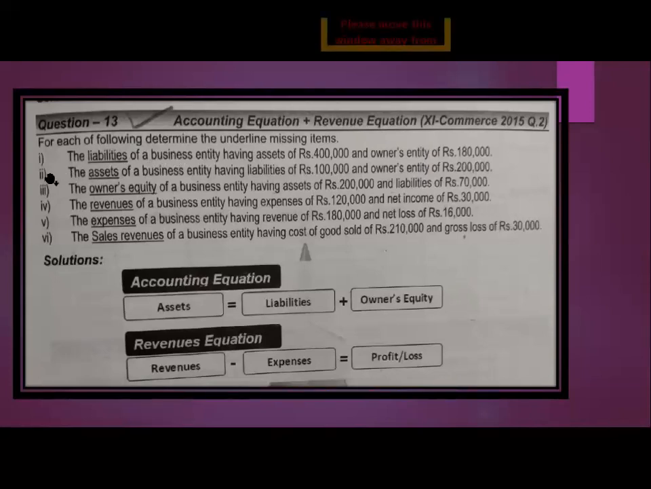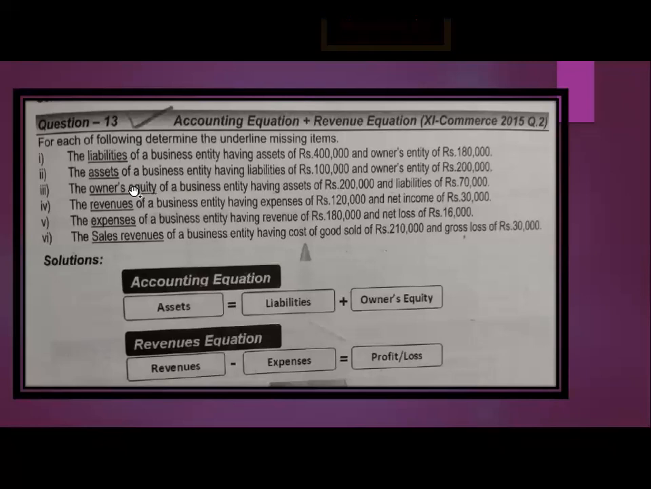Then in number 2, we have assets of a business entity having liabilities 100,000 and owner's equity 200,000. Assets का फॉर्मूला क्या होगा बेटा? Asset is equals to liability plus capital. Liability और capital को add up कर दें simply. Number 3, we have owner's equity. Capital find out करना है. Assets 200,000 and liabilities 70,000 है. Capital का formula है asset minus liabilities and you have to do it simply.